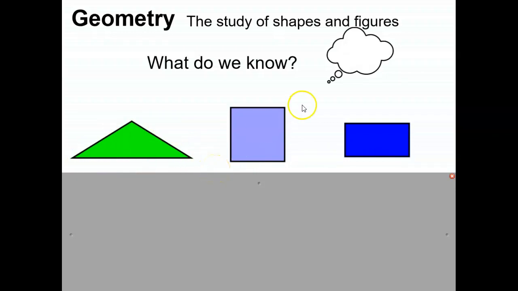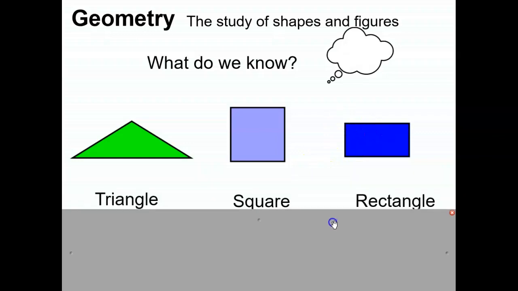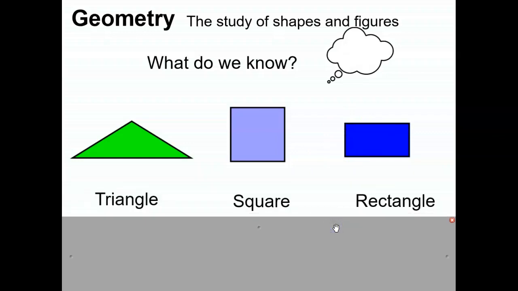Yes. What is this shape called? You're right, this is a square. What about this one? You're right, this one is called a rectangle. Wonderful. Did you remember any attributes or features or characteristics of these shapes?